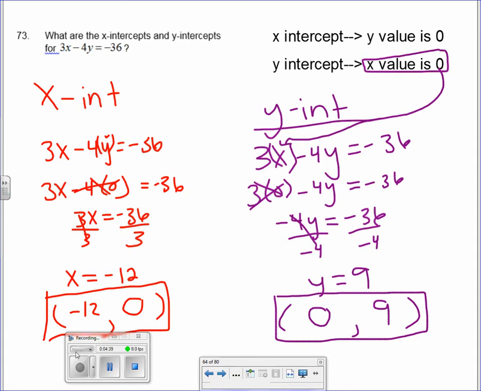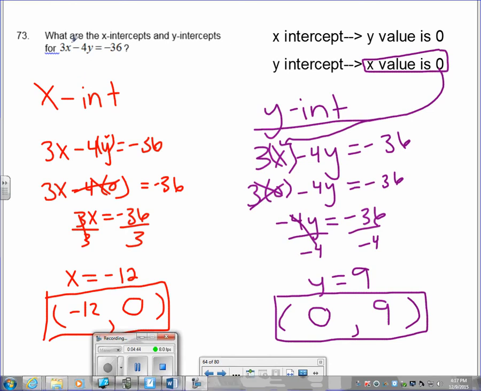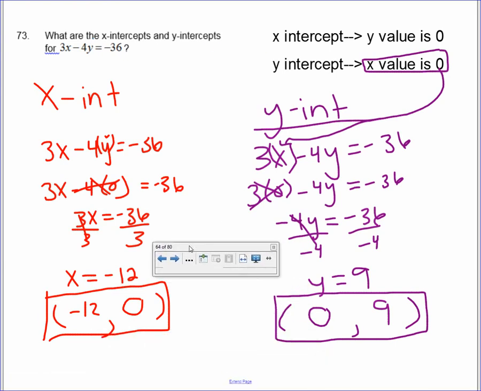And if you were in my class, we use something called the cover-up method, where if you're solving for x, you're going to cover up the y, and then you're left with 3x equals -36, and then you solve. And we said if you're solving for y, then cover up the x, and you're left with negative 4y equals negative 36, and then you solve. That method is where this comes from. It's the exact same thing. Plugging in 0 makes that x disappear or makes that y disappear. So that's the exact same thing that we learned right here in number 73.